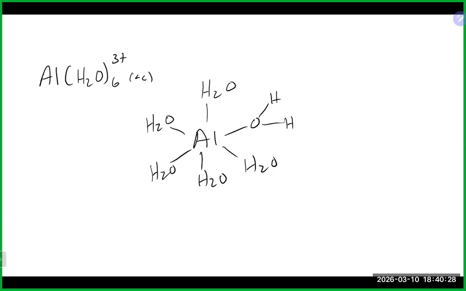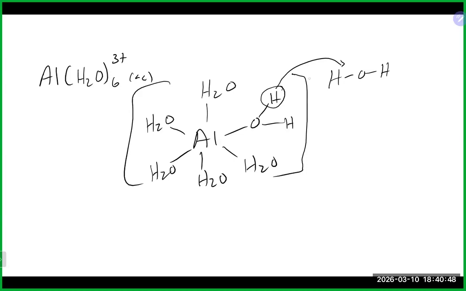And what happens in this particular case is just a regular old plain water is floating around in the solution. And what it will do is it will take one of those hydrogens off of the water that's attached to the aluminum. And when it does that, this, by the way, is a complex ion.